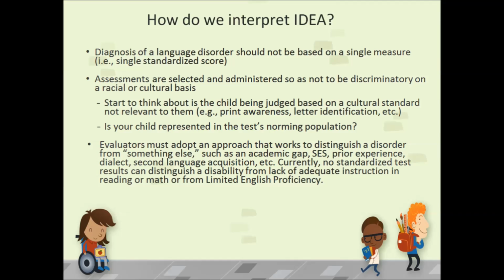We also need to think about, is the child in the norming population? Is this who the test is designed to assess? And we put a quote here that says that we should adopt an approach that works to distinguish a disorder from something else. That something else may be second language acquisition, SES, socioeconomic status, prior experience, or dialect. Currently no standardized test can tell us if it's a disability or a lack of adequate instruction or one of those influences happening. And IDEA says if the child is not represented in the norming population, you don't need a standardized test. It's not a requirement.